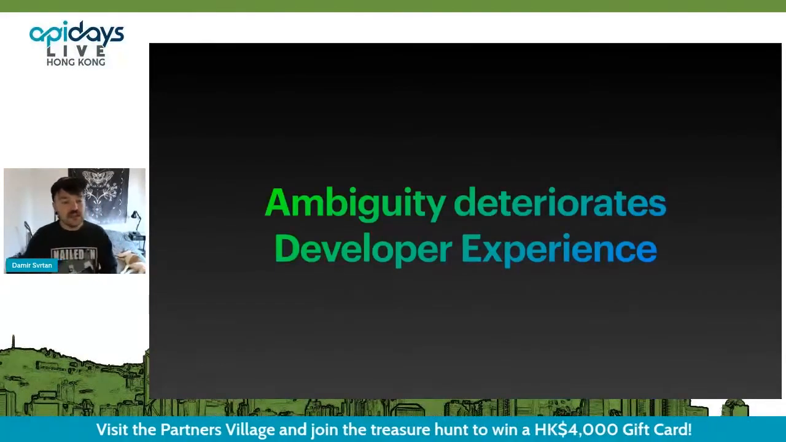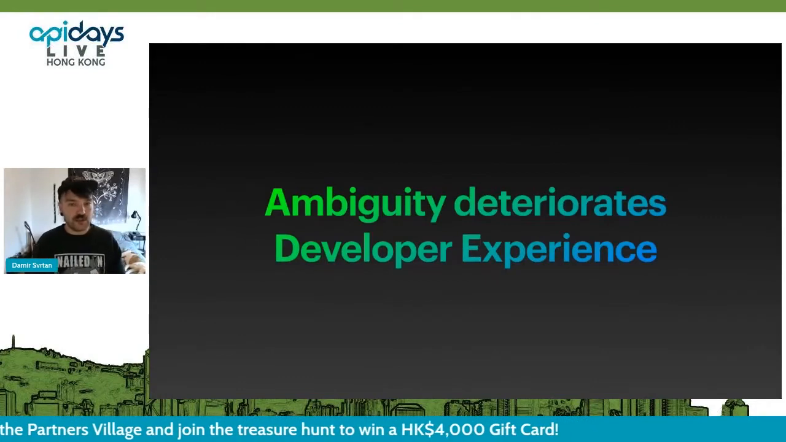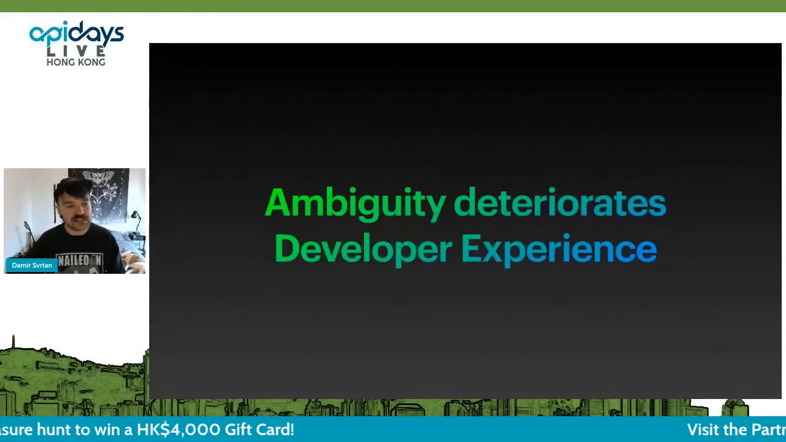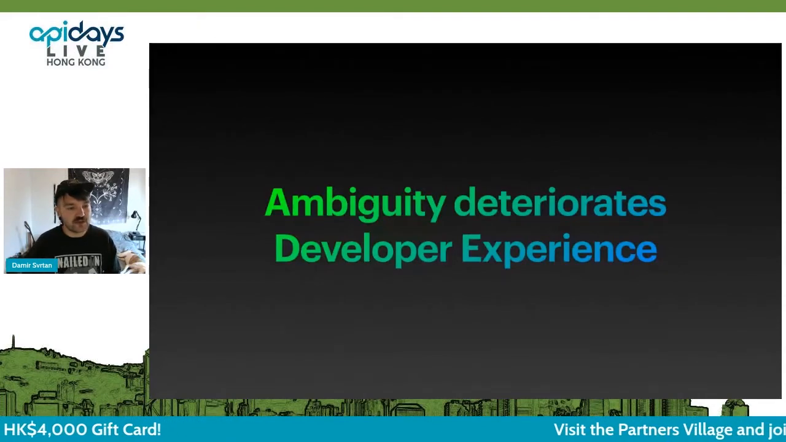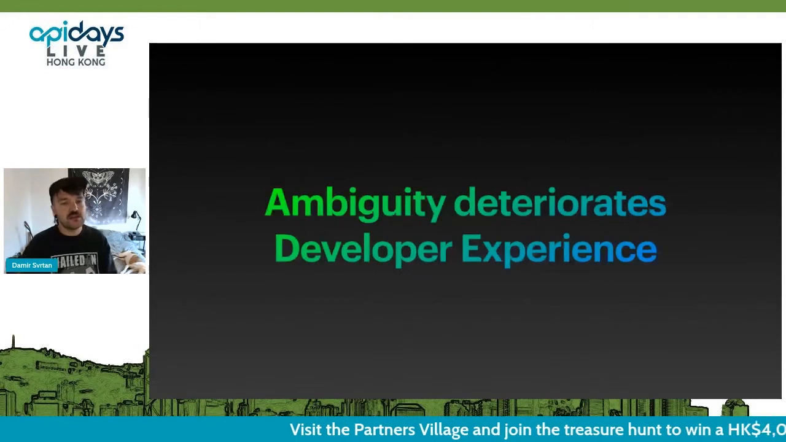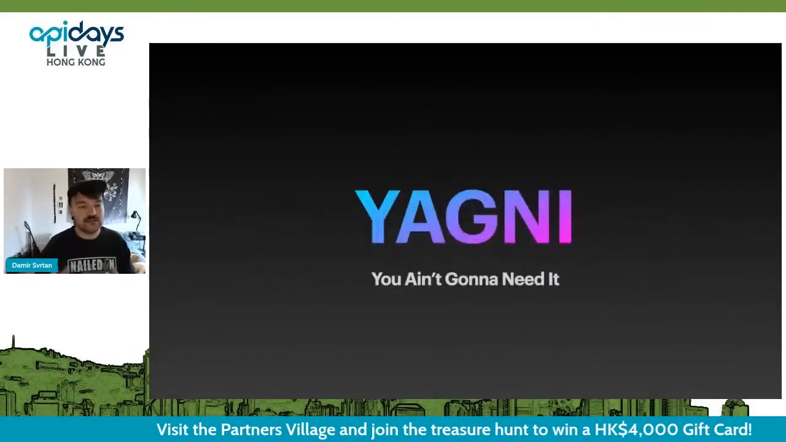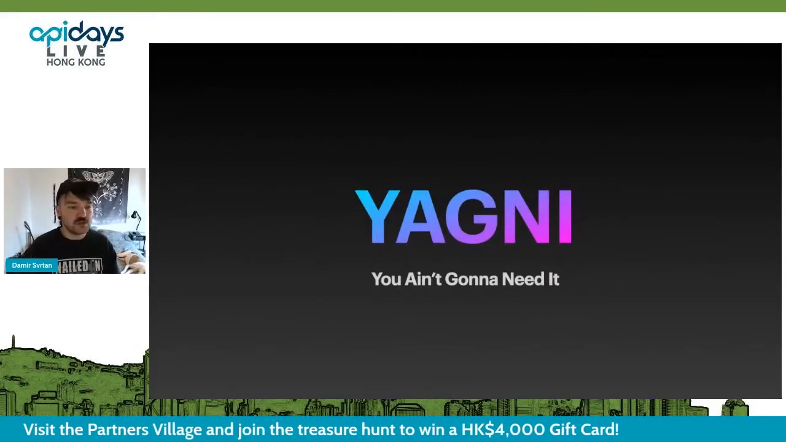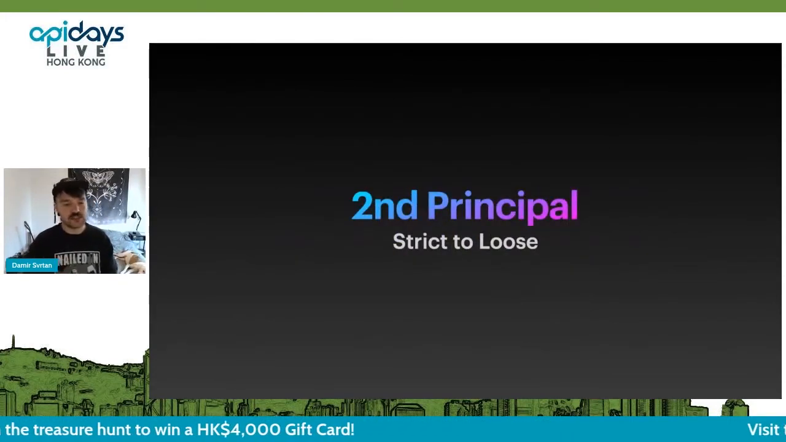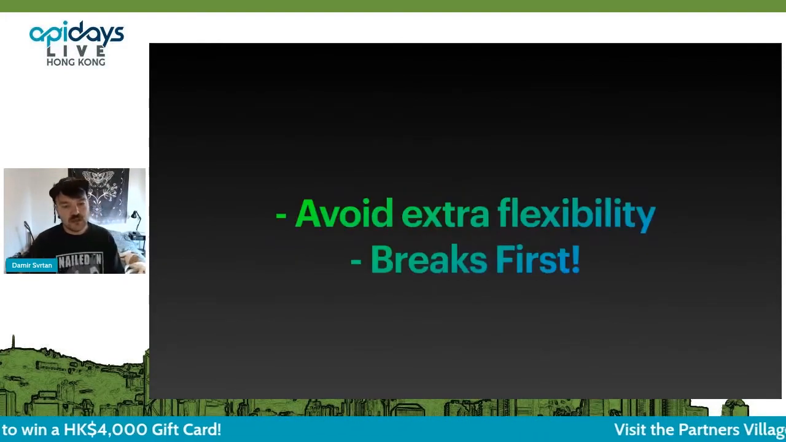And then ambiguity deteriorates developer experience. Our consumers might be confused. What happens if I send the same value? What happens if I send a different value? What do we do on the server if they send a different value? Do we block the request? And then lastly, you ain't gonna need it. Just don't do it. Just don't add it. Okay, now towards the second principle, strict to loose.